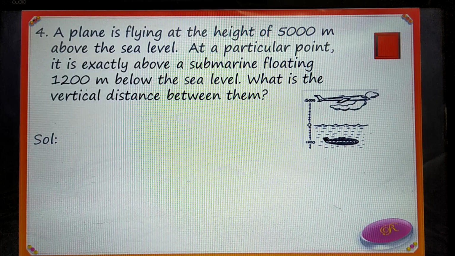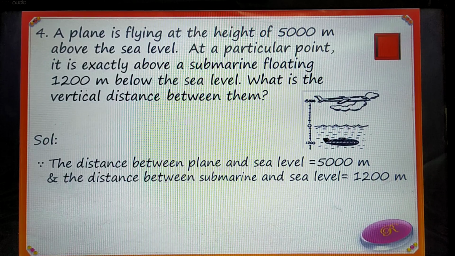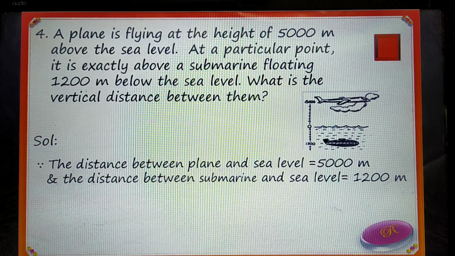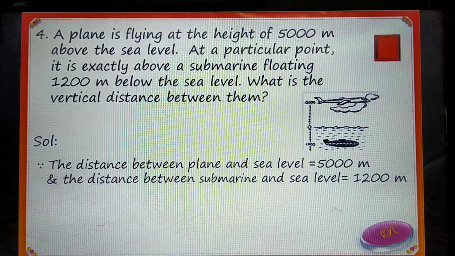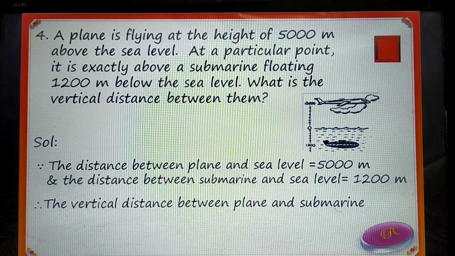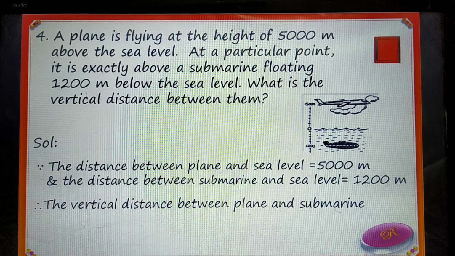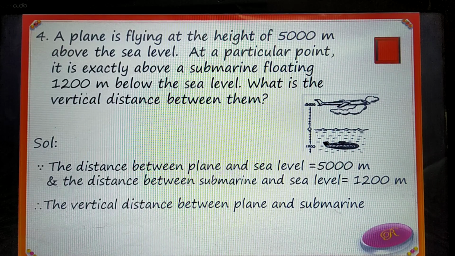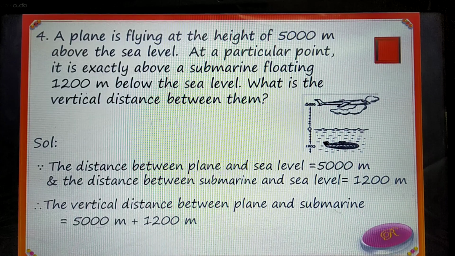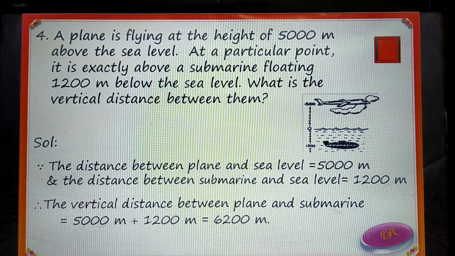Since the distance between the plane and sea level is equal to 5000 meters and the distance between the submarine and sea level is equal to 1200 meters, therefore the vertical distance between the plane and submarine is equal to 5000 meters plus 1200 meters, which is equal to 6200 meters.